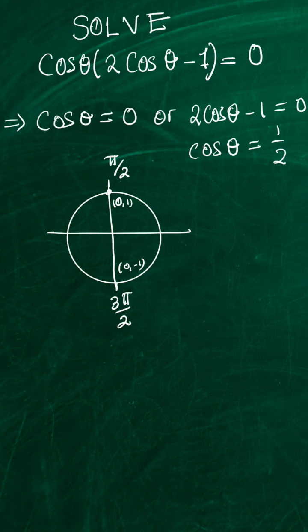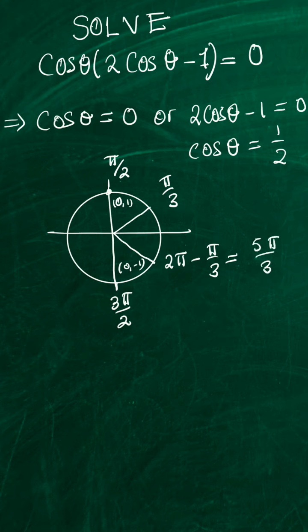Okay, now let us go ahead and solve the other equation, where cosine theta is equal to a half. This happens when theta is what? When theta is pi over 3, which is 60 degrees. And this is the reference angle, and we know that cosine theta is positive in the fourth quadrant. So 2 pi minus the reference angle, pi over 3, gives us exactly 5 pi over 3.